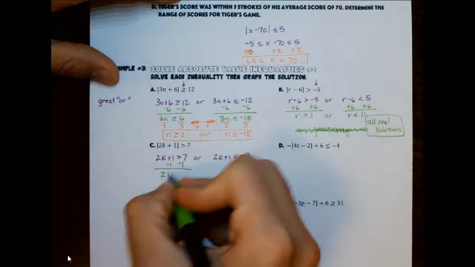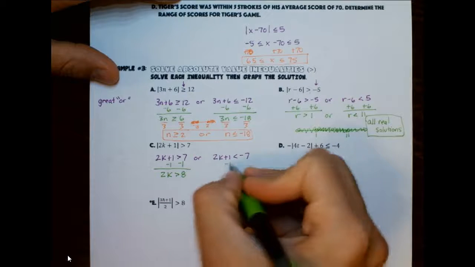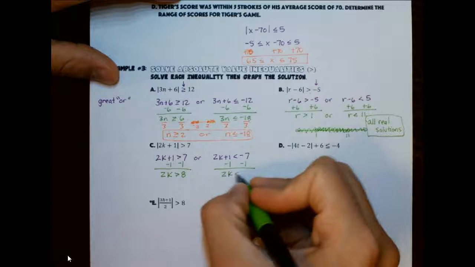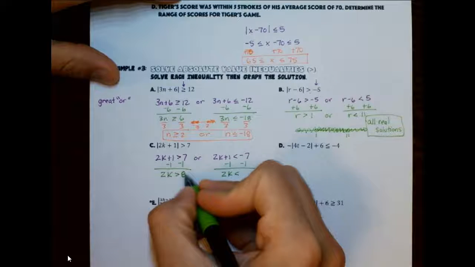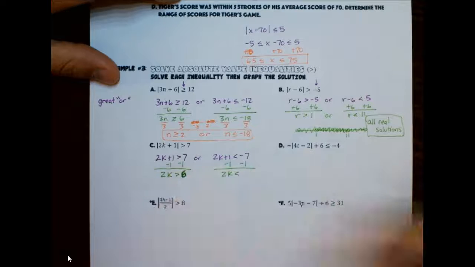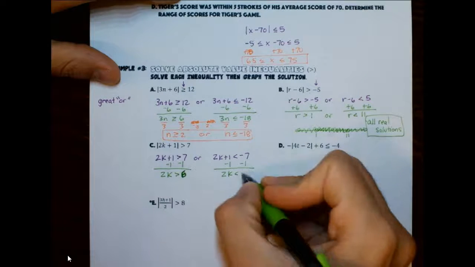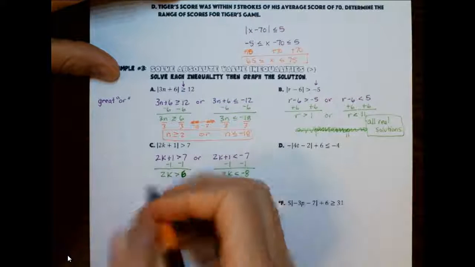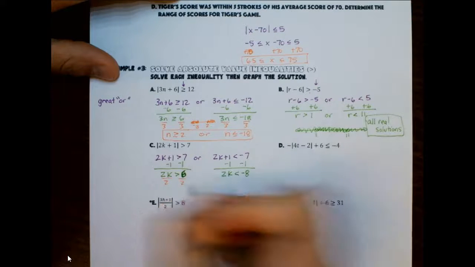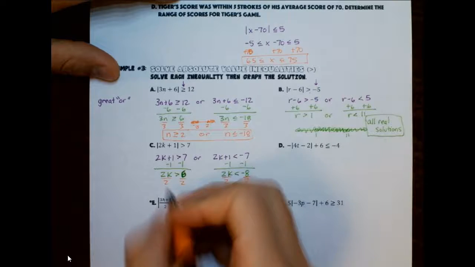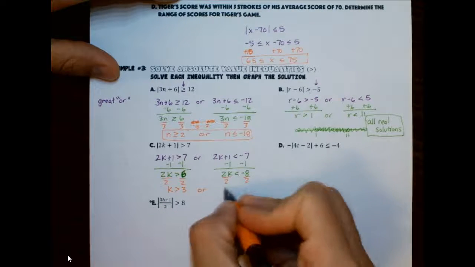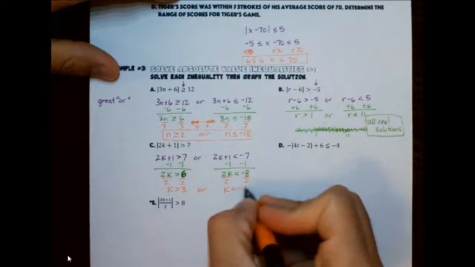So 2k is greater than 6. Subtract 1 from both sides. So 2k is less than, this should be negative 8. My mistake. Negative 7 minus 1 is negative 8. Divide both sides by 2. So k is greater than 3, or k is less than negative 4.